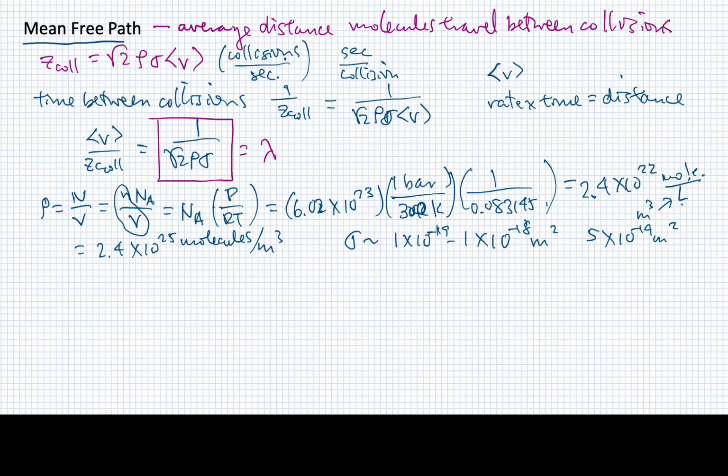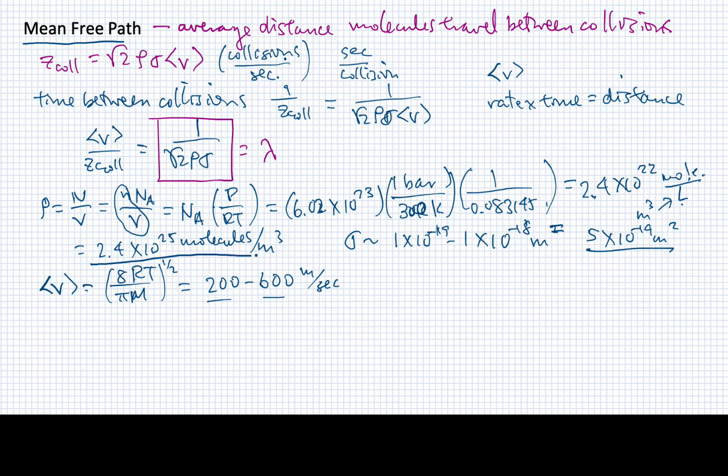We'll just say 5 times 10 to the minus 19 meters squared is roughly the cross-section for the molecules that we're going to use. The last thing we need is an average velocity. If we were to plug some numbers into the square root of 8RT over pi times the molecular weight in kilograms per mole, what we would find is that an average speed for molecules typically ranges between 200 and 600 meters per second at normal temperatures. Okay, the lighter molecules would have the higher end, the heavier molecules would have the lower end. All right, so we're going to be looking at velocities that are roughly in this range, cross-sectional areas that are roughly in this range, and number densities that are roughly in this range.